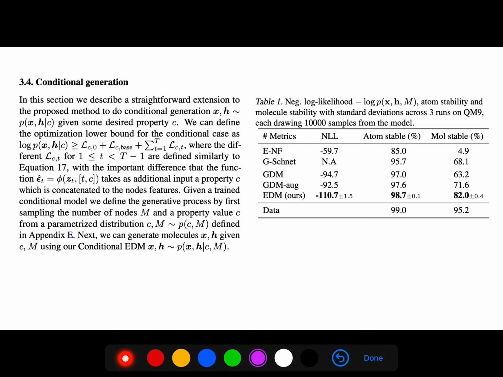So this is the negative log likelihood that you see in this table. Atom stability, for example, what is the percent, and molecular stability. So they have 10,000 samples, and they compare the metrics. So for the data, atom stability, of course, is 99. And for EDM, this is the atom stability.